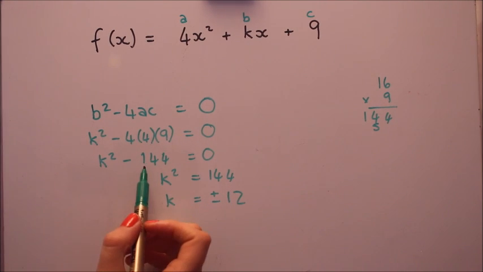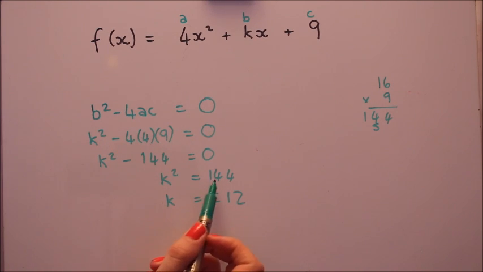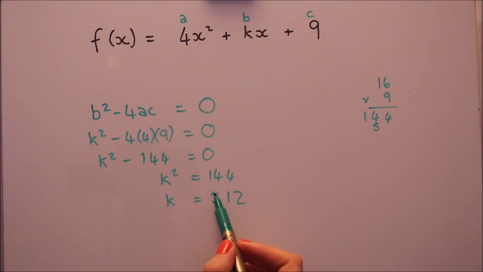Okay, when I solved this here, you could have done that using factorisation, using the difference of two squares. In this case I just took it over as square rooted, but you must remember you get two solutions, plus or minus 12. And that's that question done.